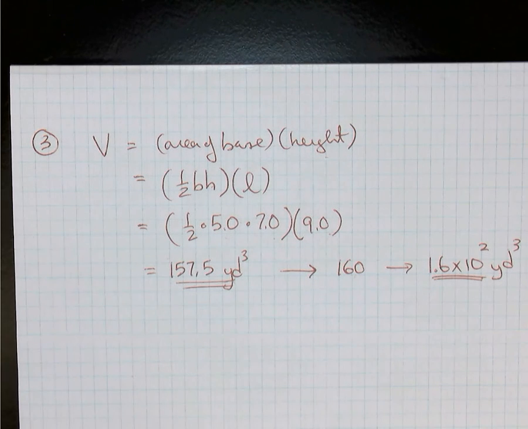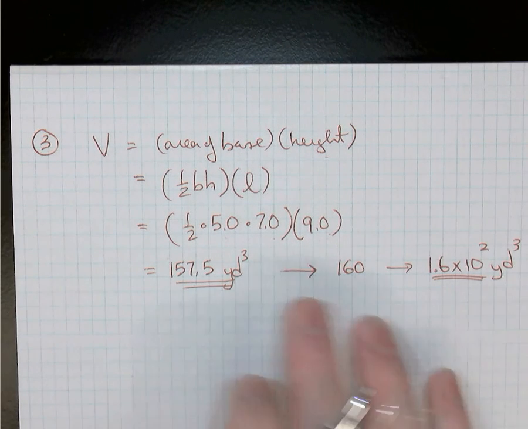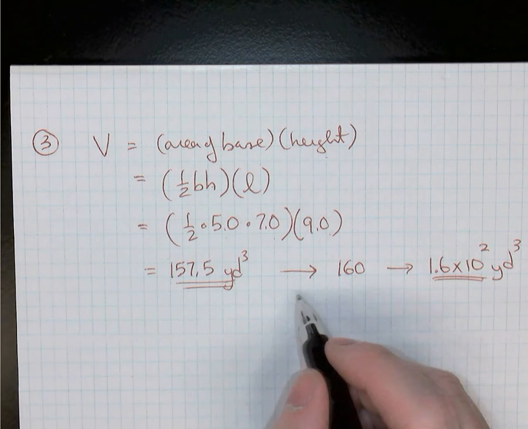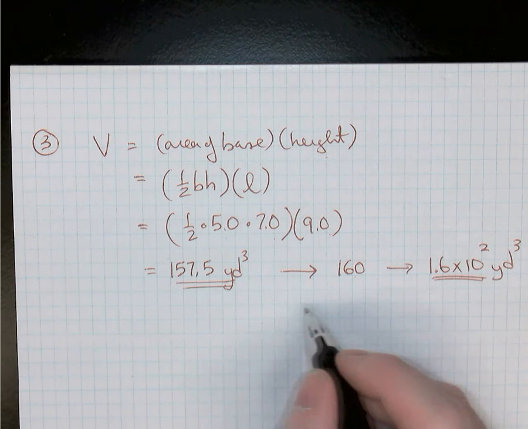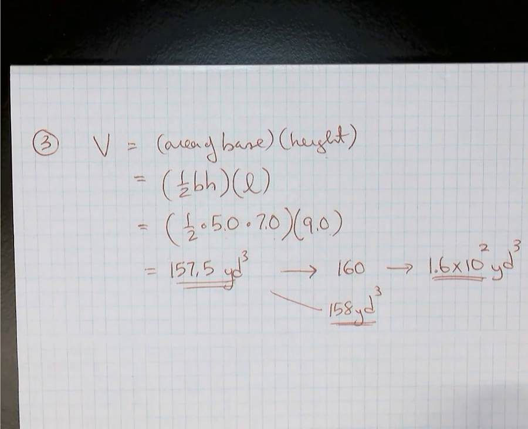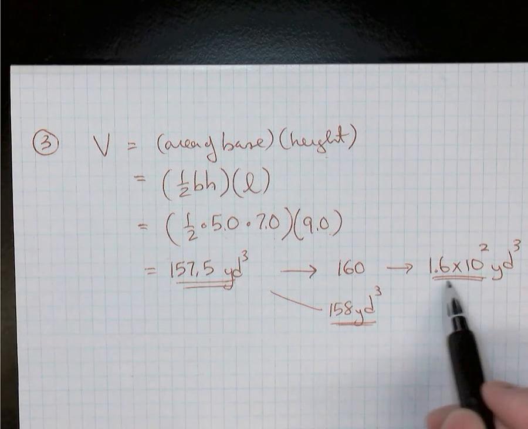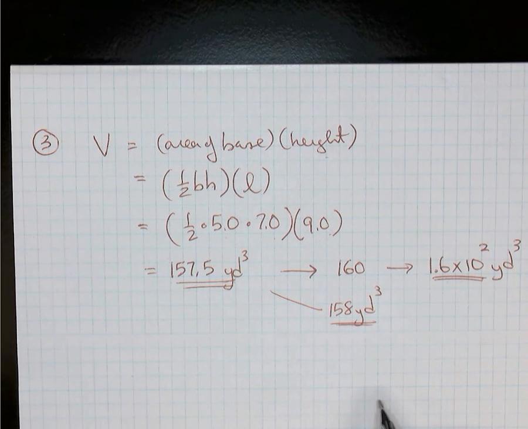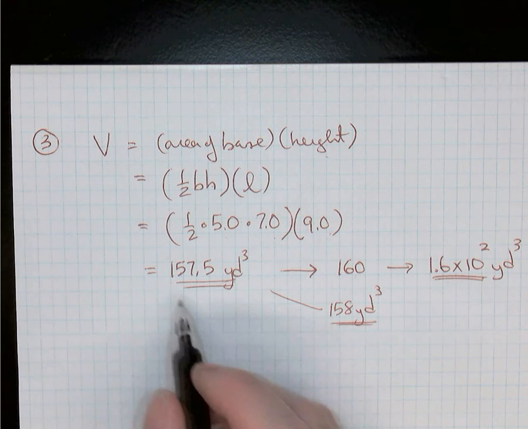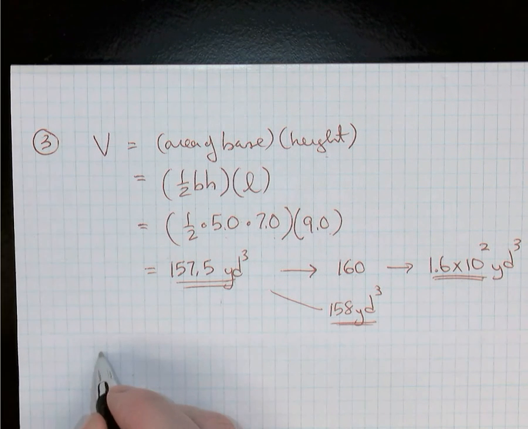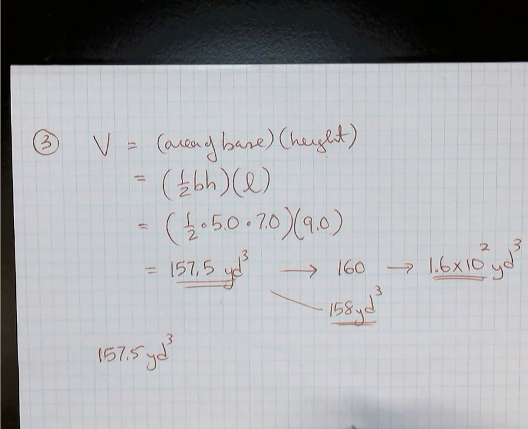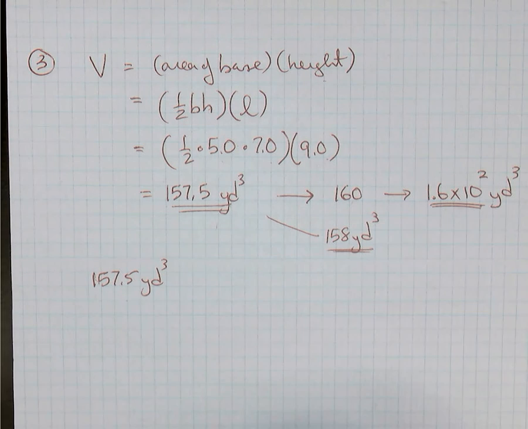Now on a test, if you kept 1 extra digit, you're supposed to keep 2, but you kept 3, you'd receive full marks. So if somebody wrote 158 cubic yards as your answer, you would also receive full marks on a test for me. The correct answer, though, was this one, 1.6 times 10 to the 2. Now the question said, convert that to cubic meters. So let me take the original non-rounded off answer, 157.5 cubic yards, and let's see if we can switch this from cubic yards to cubic meters.